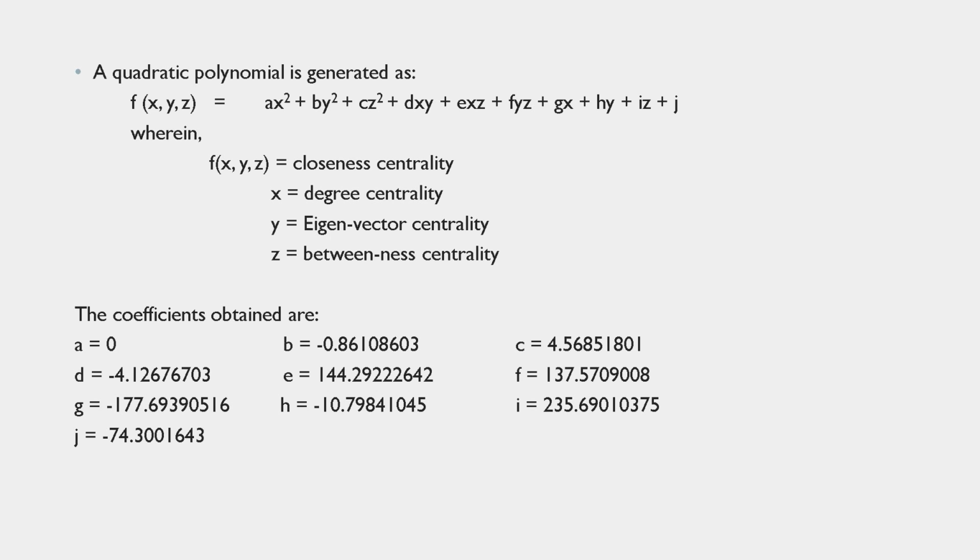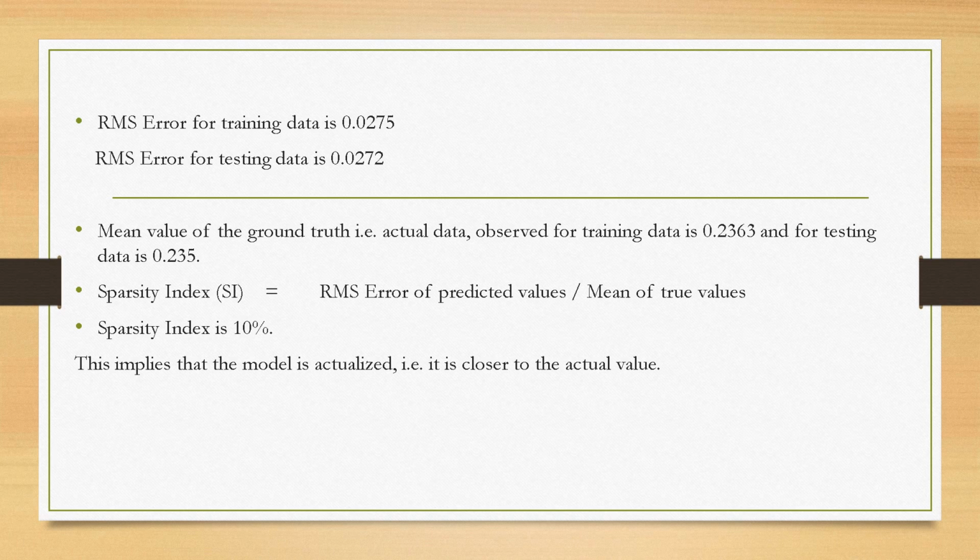So from this, the root mean square error for training data was 0.0275. The root mean square error for testing was 0.0272. And the mean value of the actual data, which is the ground truth, was 0.2363, and for testing data was 0.235. Now to give the goodness value of the training data, we used a parameter called sparsity index, which is the RMS error of predicted values upon the mean of true values. So the calculated value of that was 10%. This implied that the model is actualized and that it is closer to the actual value.